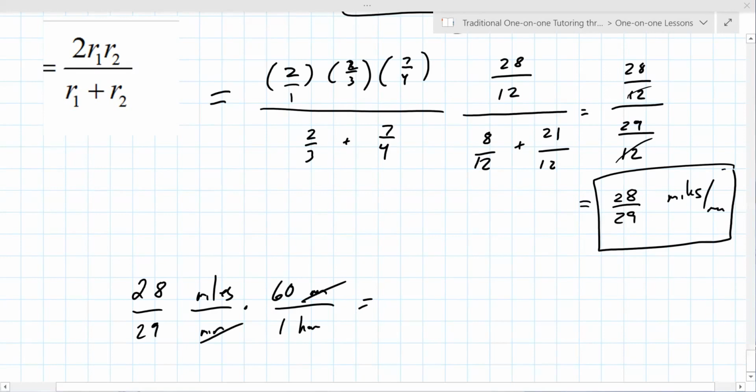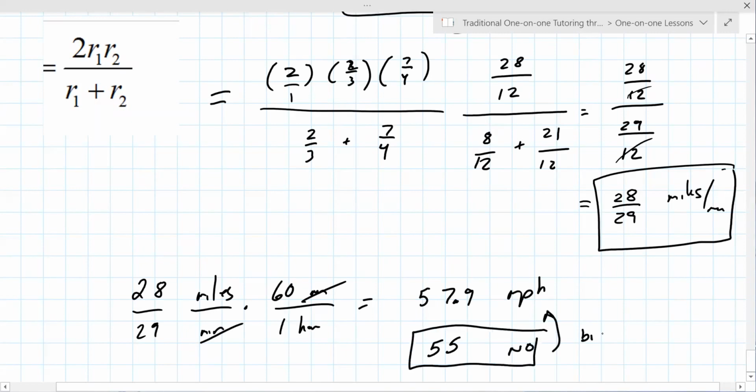Let me just do that here with a calculator. It ends up being 57.9 miles per hour. And remember, the original question was, is it 55? And I said no, it's actually going to be a little bit bigger. And that tends to always be true. If you go the same distance there and the same distance back, the average will actually be faster than the average of the two numbers.